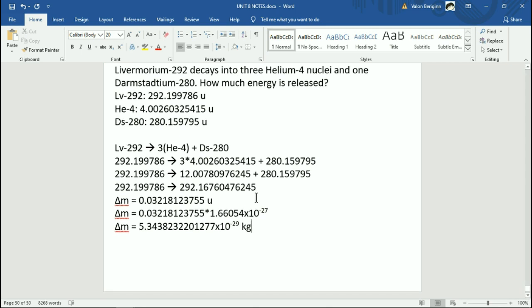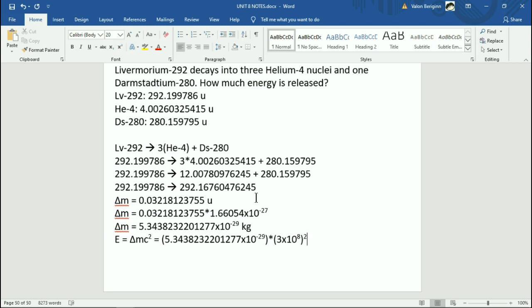And so now, to find out how much energy there is, we are going to need to put this into E equals, technically it's delta m c squared. So we have 5.3438222012277 times 10 to the minus 29 times the speed of light squared.